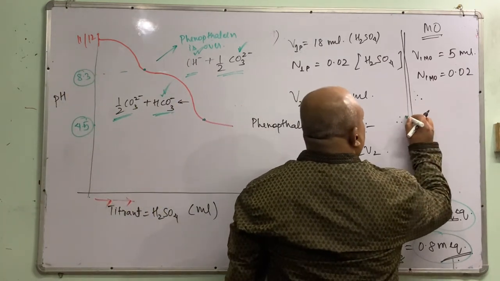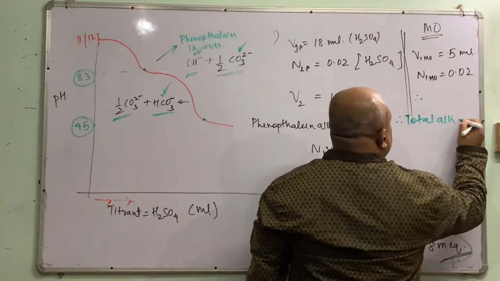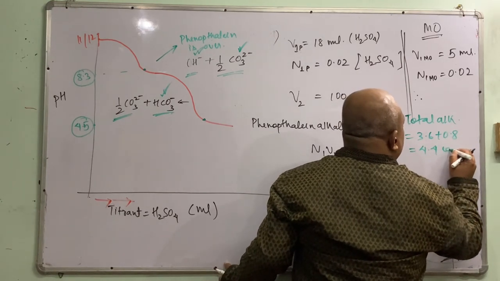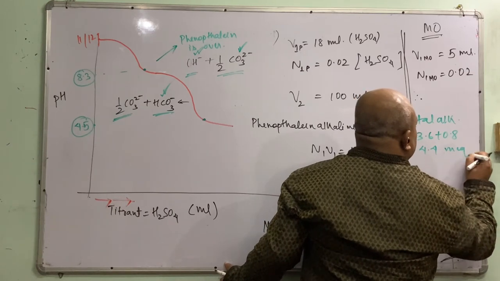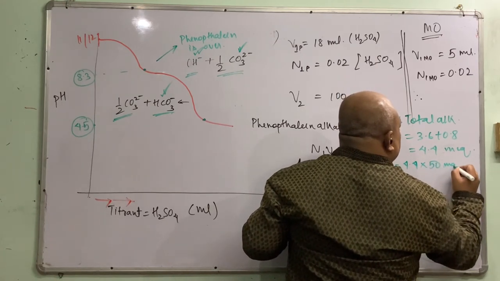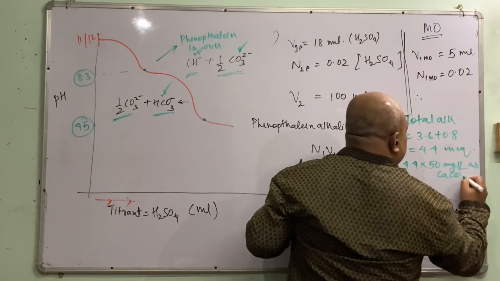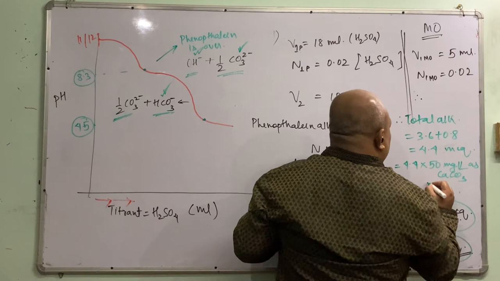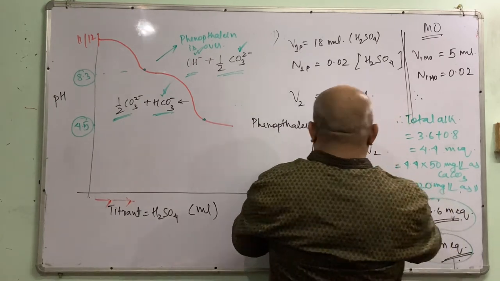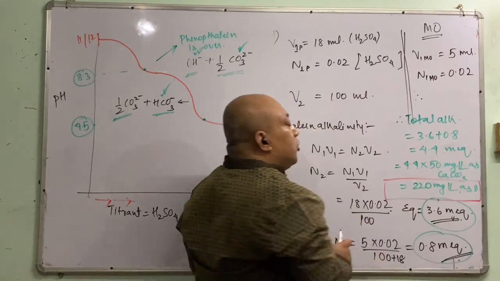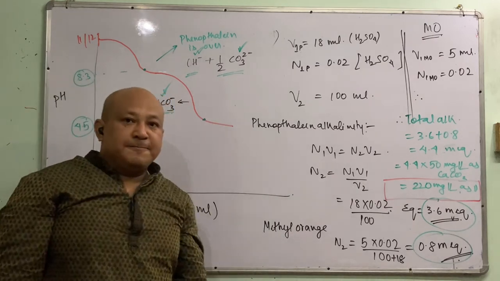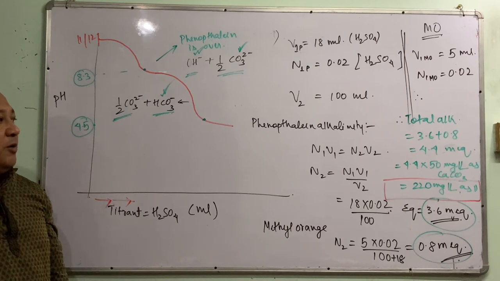Therefore, total alkalinity is equal to 3.6 plus 0.8, which is equal to 4.4 milliequivalent. Look here, it's equal to 4.4 into 50 milligram per liter as calcium carbonate. So 50 into 4.4 is 220 milligram per liter as calcium carbonate. So this is the final answer. The total alkalinity is 220 milligram per liter as calcium carbonate. Is it okay? Is it fine? I think it's very clear now.